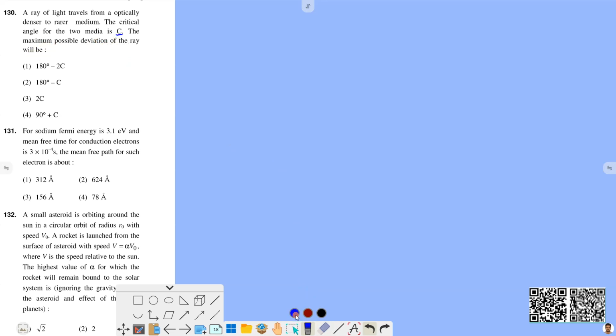So first of all, let's see how we calculate the angle of deviation. Suppose this is a boundary separating two different mediums, and this is the normal. This is the incoming light, and this is the refracted light. The incoming angle is theta, and the refracting angle is phi. Then the angle of deviation will be equal to phi minus theta.